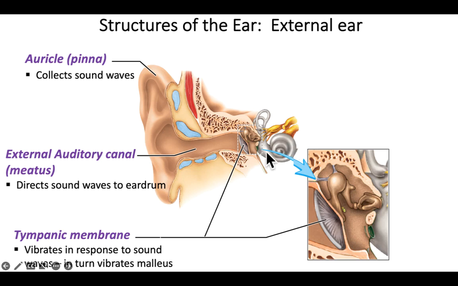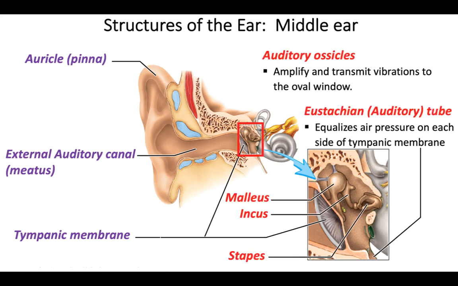Then we're going to talk about equilibrium, and we're going to differentiate into static equilibrium, which is going to use this structure right here called the vestibule, and then dynamic equilibrium, which are going to use these structures here called semicircular canals.